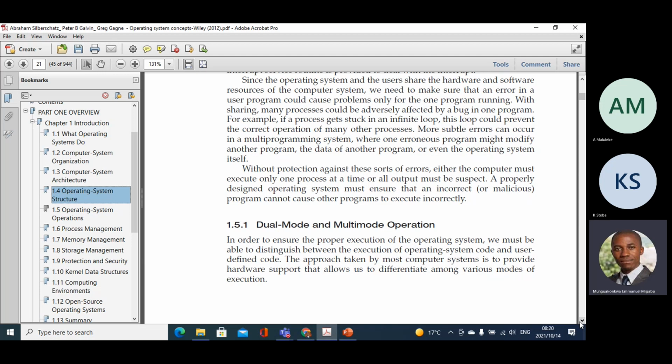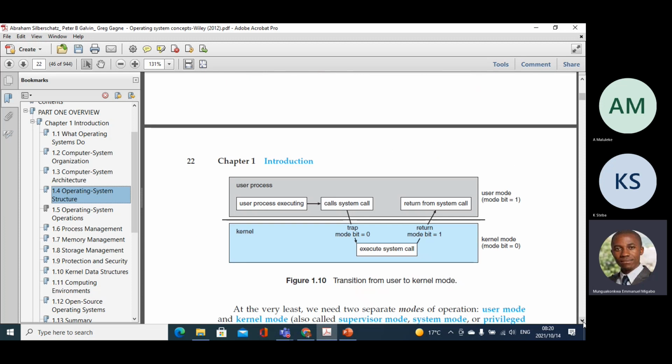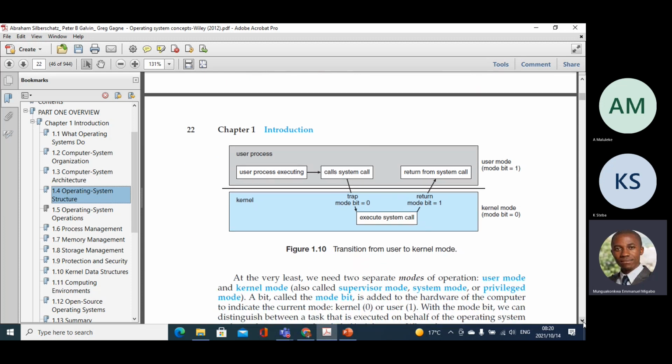The approach taken by most computer systems is to provide hardware support that allows us to differentiate among various modes of execution. If you look at figure 1.10, it shows the transition from user to kernel mode. We'll discuss it just now, but at the very least, we need to be able to separate. And when I say we, it's the CPU. The CPU must be able to distinguish between the user mode and the kernel mode.